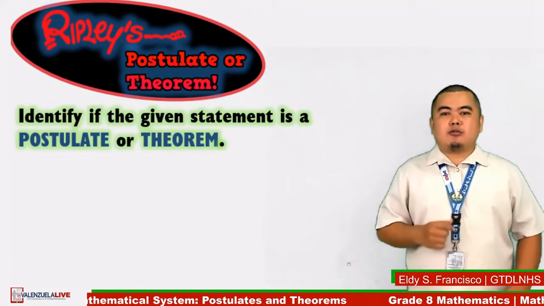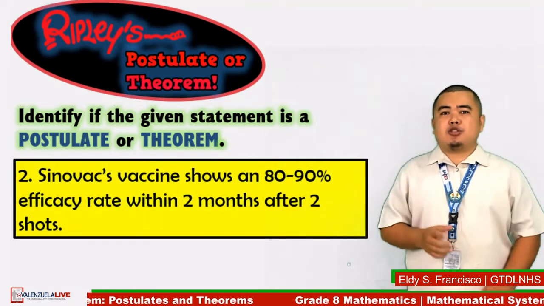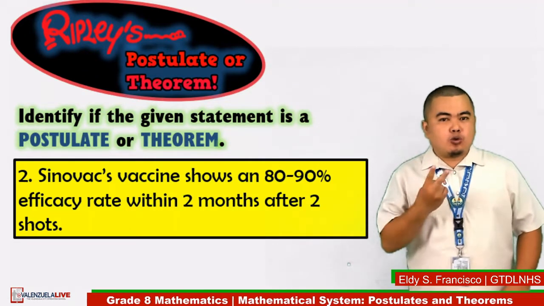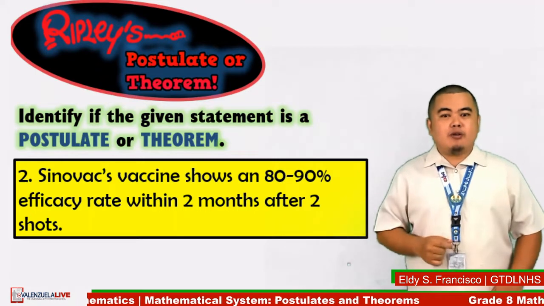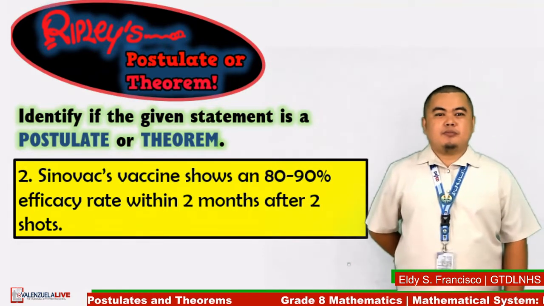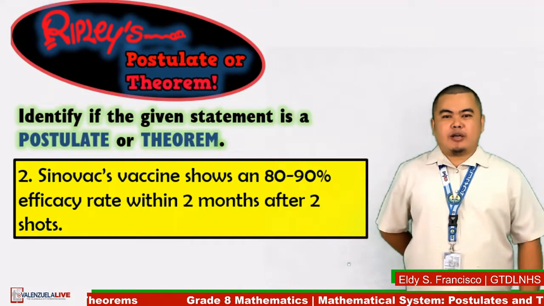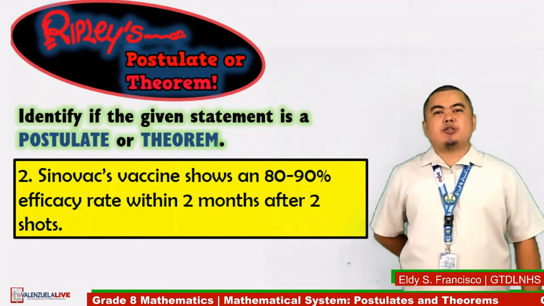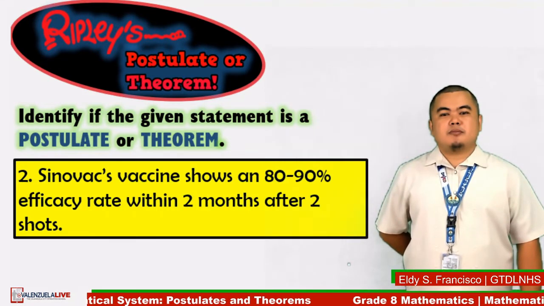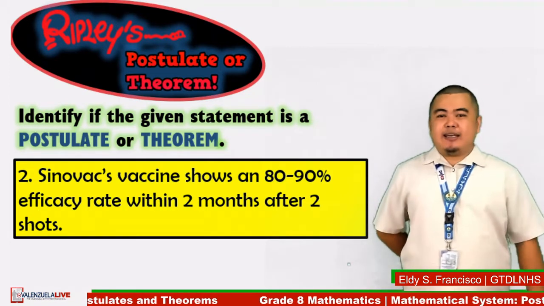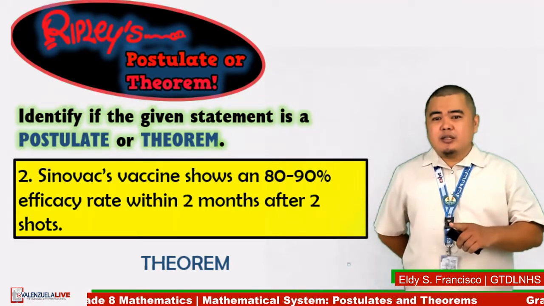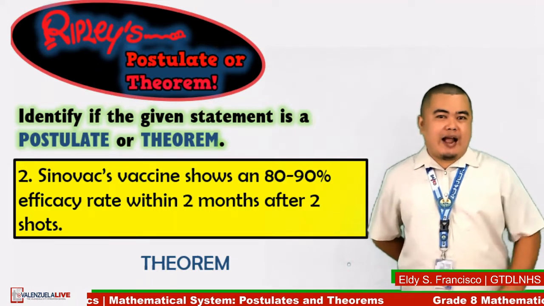Next, statement 2. Sinovac vaccine shows an 80 to 90% efficacy rate within 2 months after 2 shots. Is it a postulate or a theorem? Timer starts now. Okay, good. So let us wait for the other answers. Time's up. The correct answer is theorem. This statement is a theorem because it still needs data to back it up.